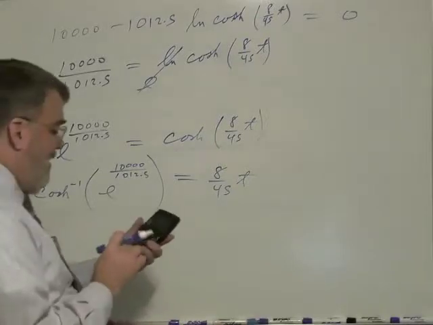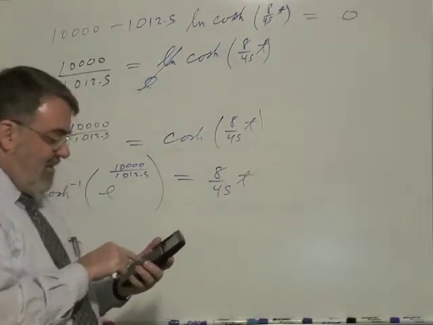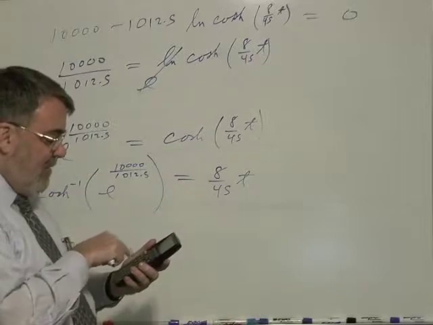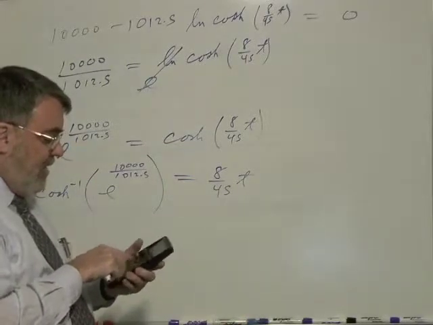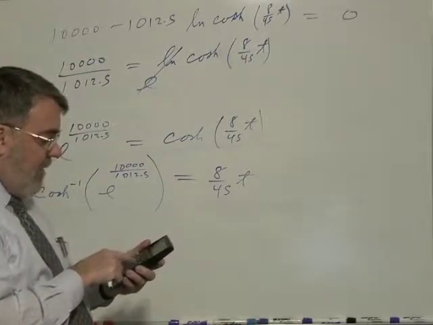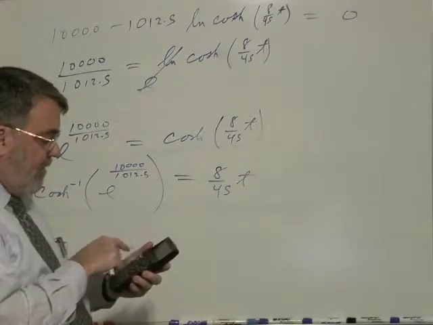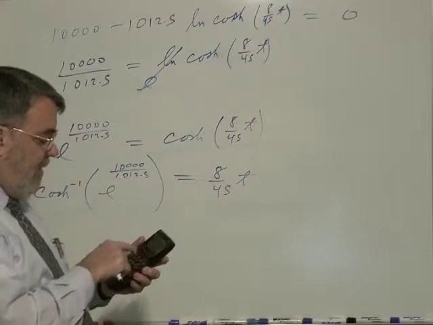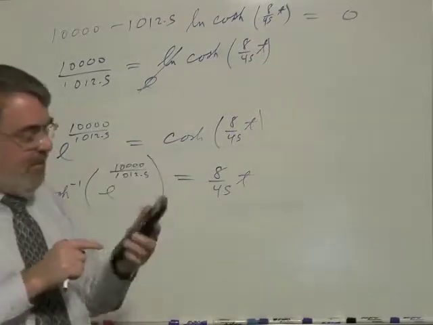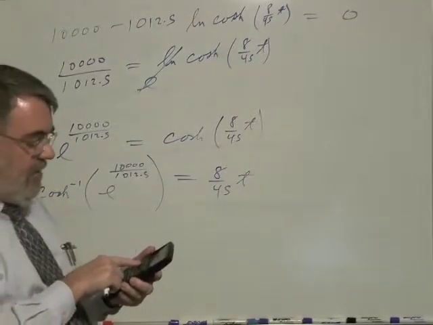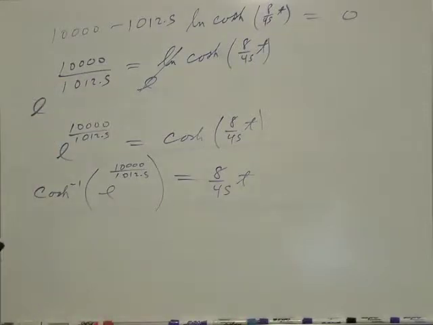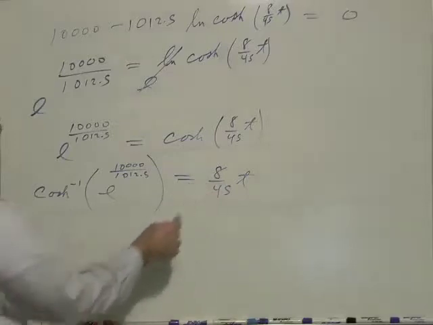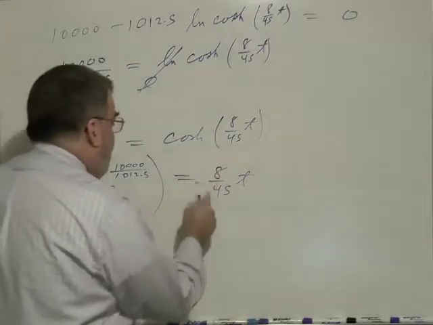So I need to find mine. Go to my custom menu. Oops, my catalog first of all. And there it is, inverse cosh. I'm going to store it in this cell. So I don't know if you're able to find it and work with it nice like I am. So I got my inverse cosh, and by the way, to solve for t I need to multiply by 45/8.